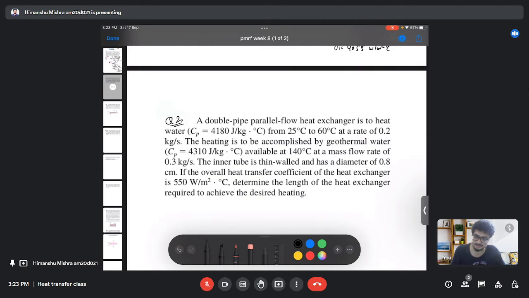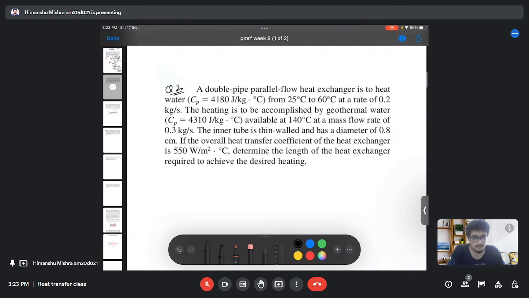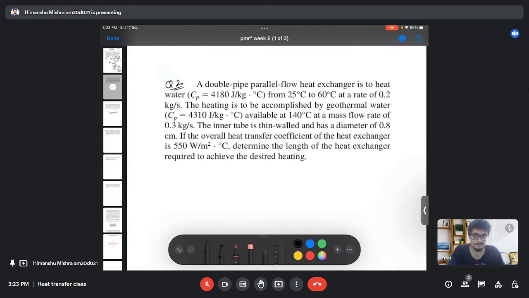Again, the heating is accomplished by geothermal water, and we are given its properties as well as the inlet temperature and mass flow rate. The inner tube is thin wall and has a diameter of 0.8 centimeter. If the overall heat transfer coefficient of the heat exchanger is 550, determine the length of the heat exchanger. So even before we solve this question, we know that we need to find the length of the heat exchanger. That means we should already know the heat transfer.